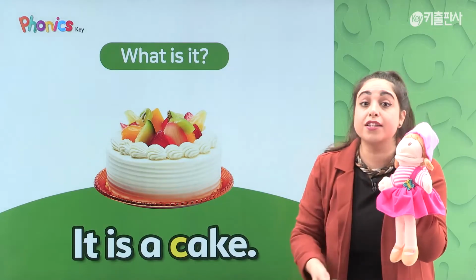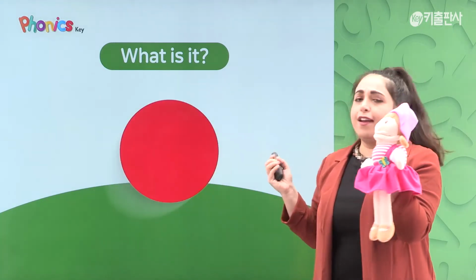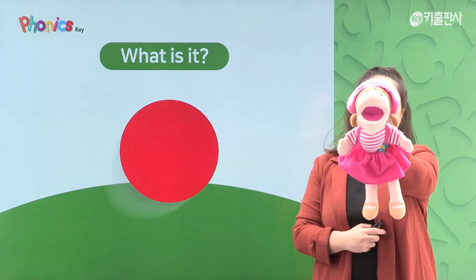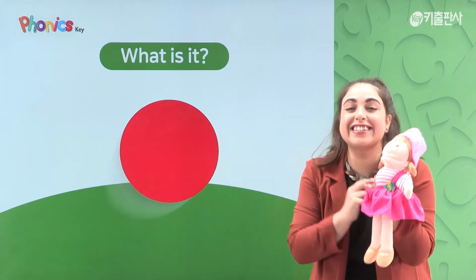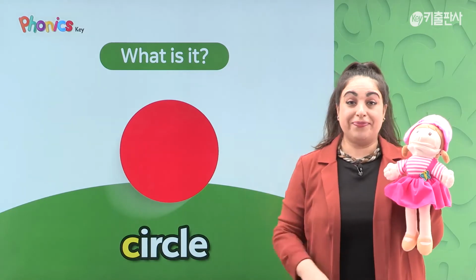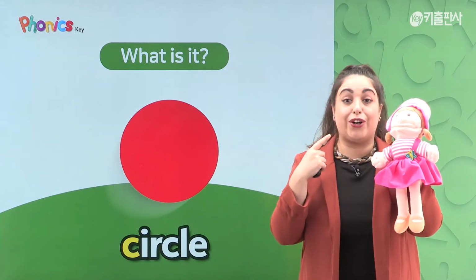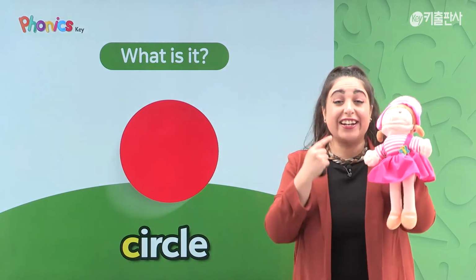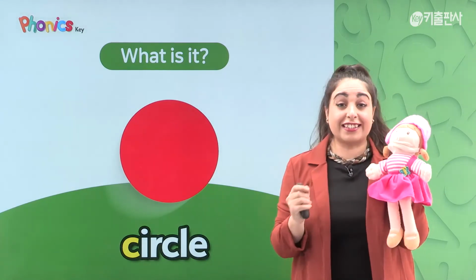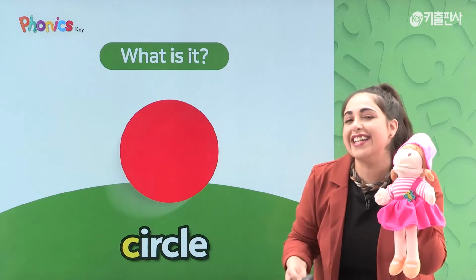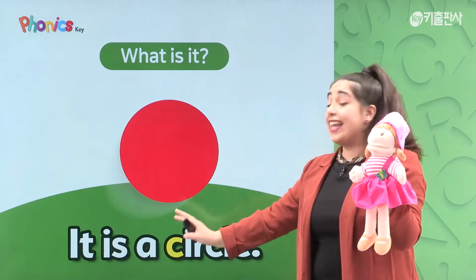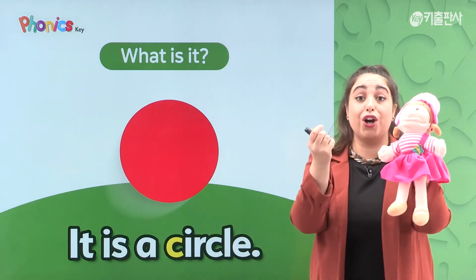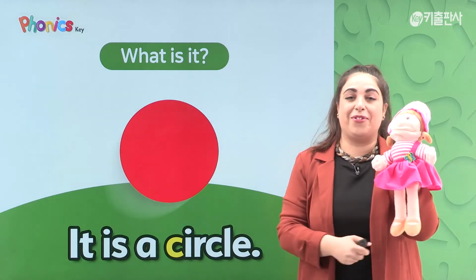All right. Our next one. Wendy, what is it? Ball, ball, circle. Good. Circle. Now you say circle. Circle. One more time. Circle. Good. All right. Now our sentence. Let's read. It is a circle. It is a circle. Great job, everyone.